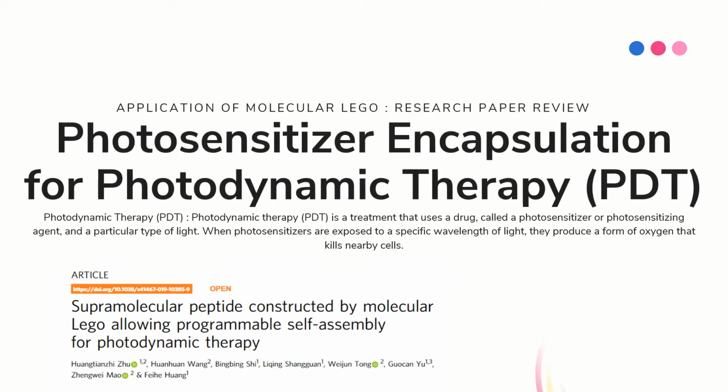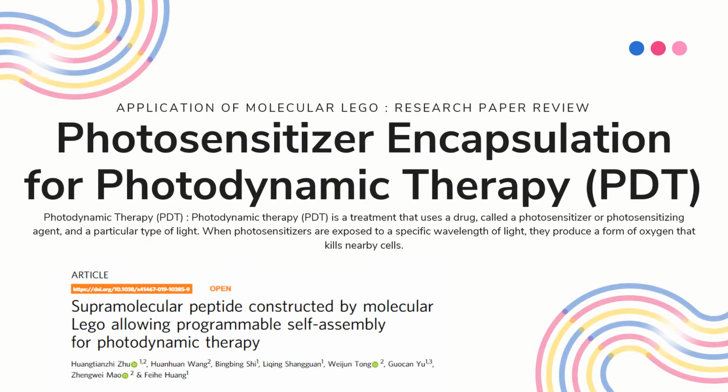Now, I will talk about an application of molecular Lego from a research paper that I have found, which is photosensitizer encapsulation for photodynamic therapy or PDT. First, what is photodynamic therapy? Photodynamic therapy is a kind of treatment that uses a drug called a photosensitizer or photosensitizing agent, which is activated by light. When the photosensitizers are exposed to a specific wavelength of light, they can produce a form of oxygen that will kill the nearby cells. So basically, this therapy is used in killing cancer cells.